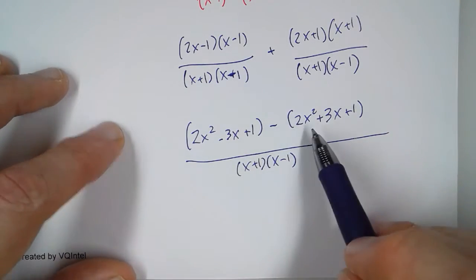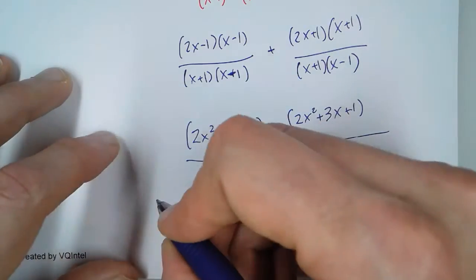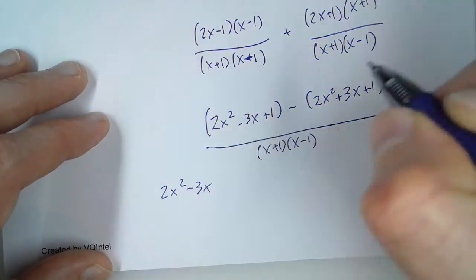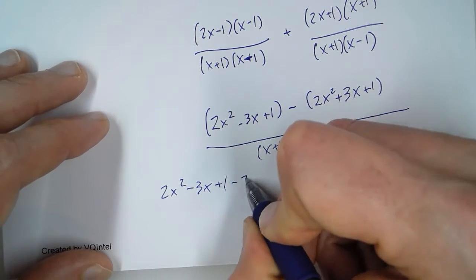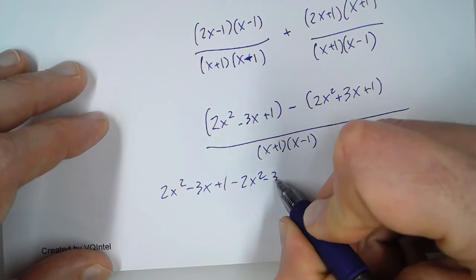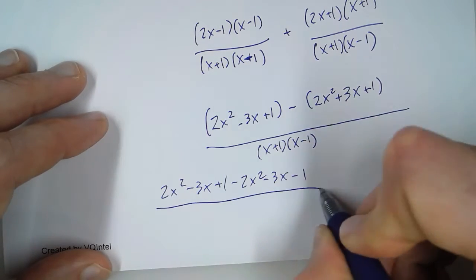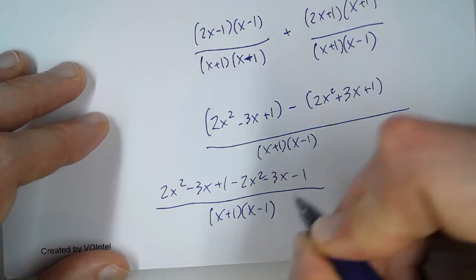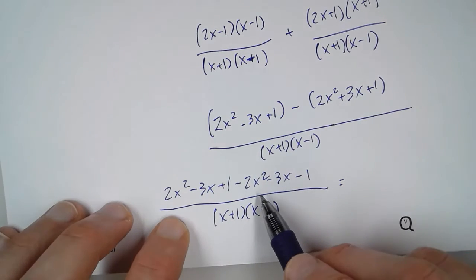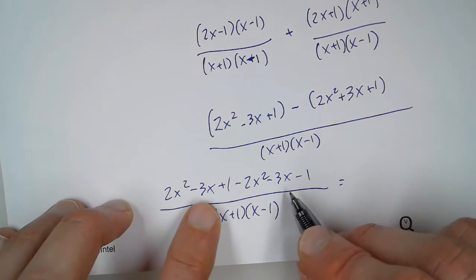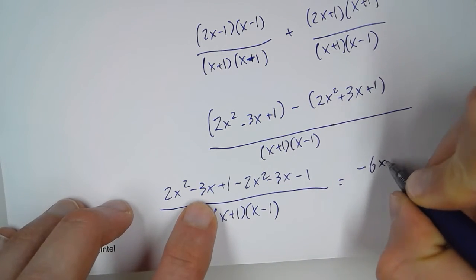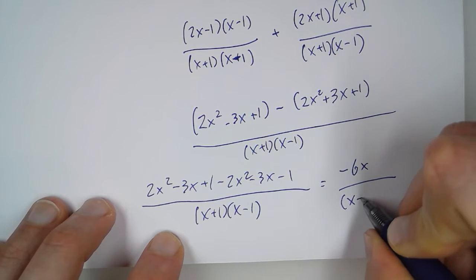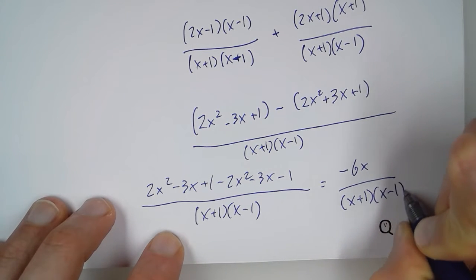So now we can combine these. So let's write this all out. So we have 2x squared minus 3x plus 1 minus 2x squared minus 3x minus 1 all over x plus 1 times x minus 1. Now the 2x squareds, they cancel out. The minus 3x's, they combine to be minus 6x, and the 1 and the negative 1 cancel out. So we're left with negative 6 over x plus 1 times x minus 1.